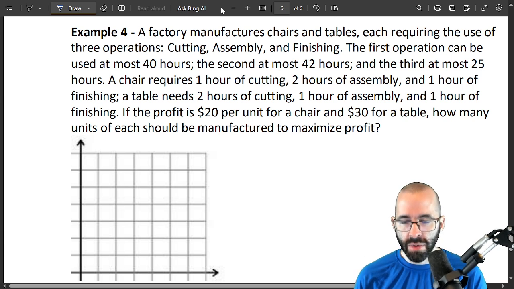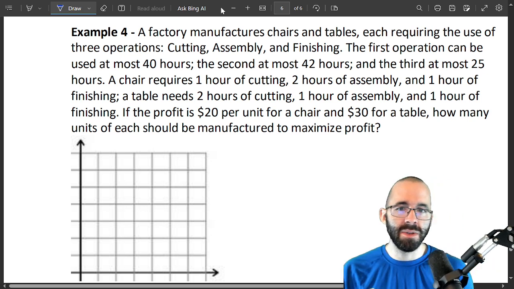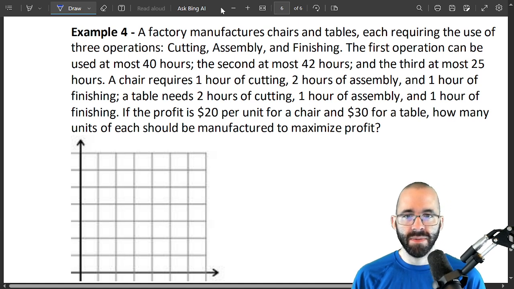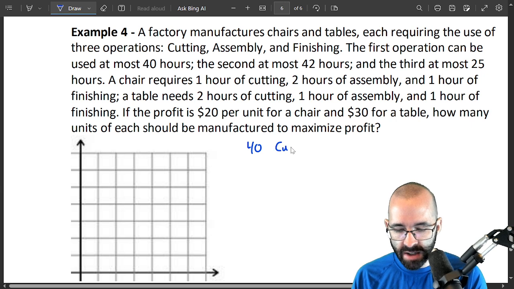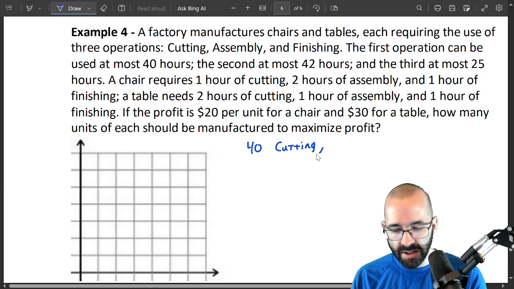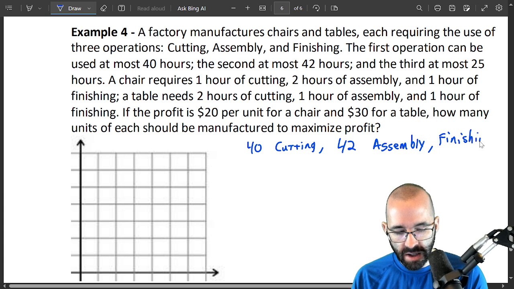Each requires 3 operations: cutting, assembly, and finish. First operation can be used at most 40 hours. Okay, so cutting, we have 40 available for cutting. The second is 42, so 42 for assembly. And the third, which is finishing, is 25. This is how much is available.